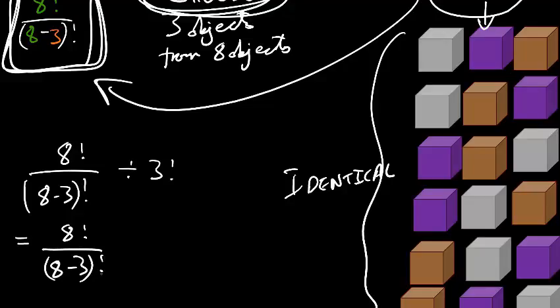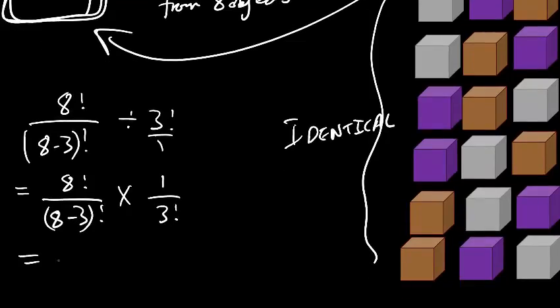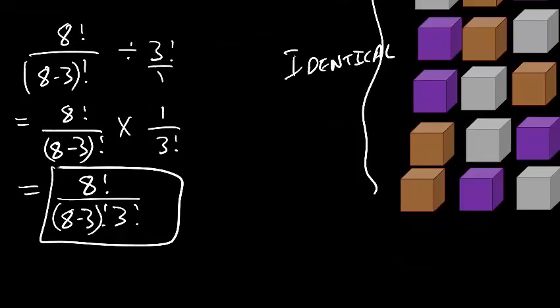Well, this is the same as 3 factorial over 1. So if I flip it, it becomes 1 over 3 factorial, and then this divide becomes a times. Now I just multiply through. So this becomes 8 factorial times 1, which is just 8 factorial. Then the denominator, 8 minus 3 factorial, times the 3 factorial becomes 8 minus 3 factorial times 3 factorial. So that is my final formula.